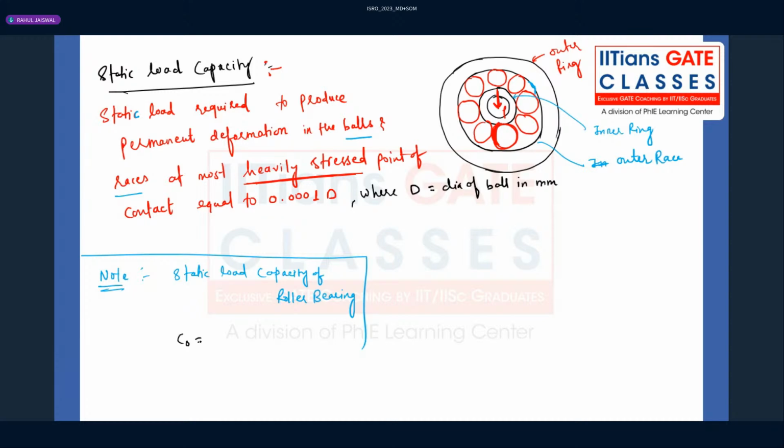Note down, C naught will be k d z l divided by 5, where d is nothing but the diameter of the roller. Now here it will not be d square, because here, my dear friend, a roller is something like this, where we have diameter d and the length of the roller.